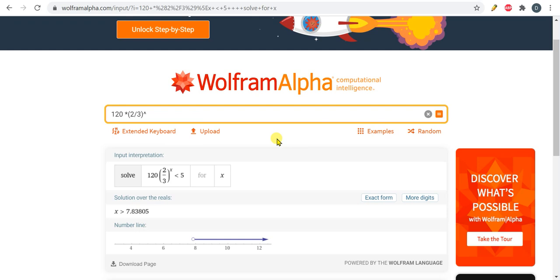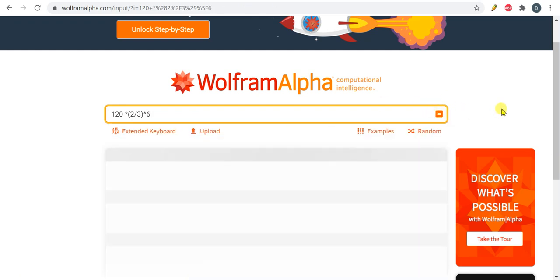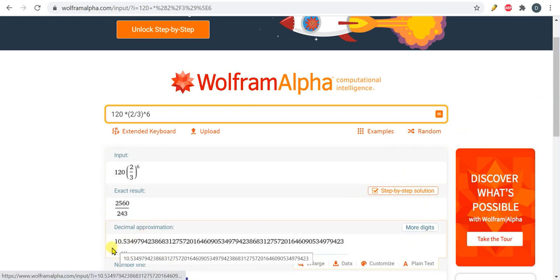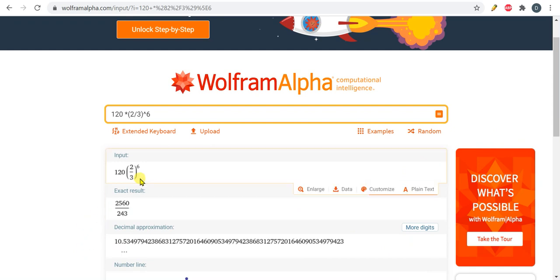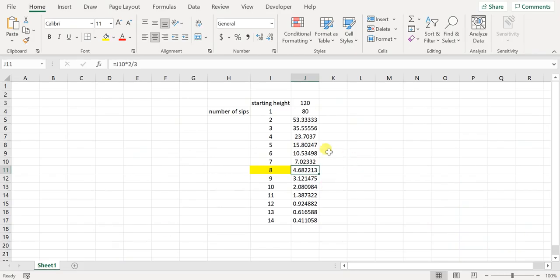Just to show how accurate this is, and show how accurate my Excel is, let's say if I go 6, how much smaller would I have been after 6 attempts? And again, it gives me the exact result as a fraction. And it gives me the approximation, 10.53. So after 6 times, you end up being 10.53 centimeters.